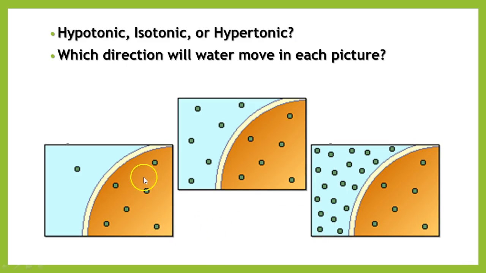So when you look at these cells, here's a cell. The green dots here are solute molecules, and this is the solution on the outside of the cell. This is a hypotonic solution, so that means that water is going to move into the cell, causing the cell to swell. This is a hypertonic solution because there's more solute outside the cell and more water inside the cell, so water will move out, causing the cell to shrink. And here we have an isotonic solution where the water is going to move equally into and out of the cell because the concentrations are equal on both sides of the membrane.